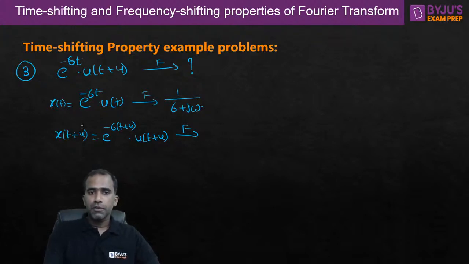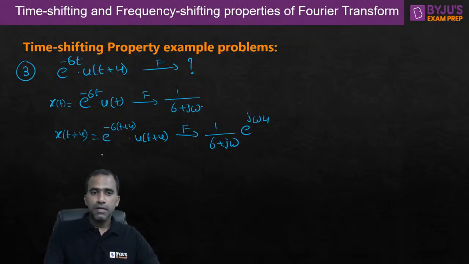X of t Fourier transform we know, and x of t plus 4 has the same Fourier transform copied. Shifting in the time domain, what happens in the frequency domain? Multiplication with a complex sinusoidal, e power j, omega is the variable. What is the shifting factor? Plus 4. This is j 4 omega. Plus sign here, plus sign here. Yes, we got some answer.